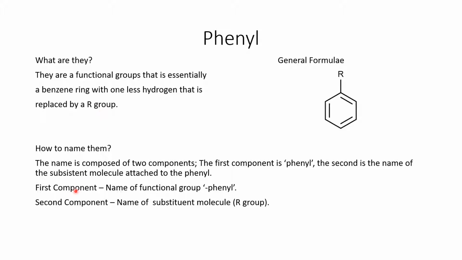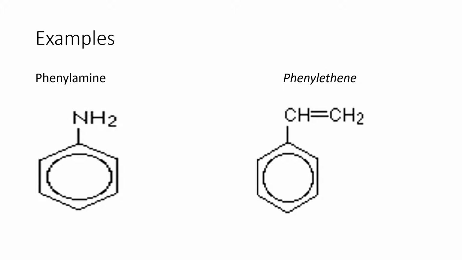So how do you name them? They're composed of 2 components. The first, the prefix, is phenyl, and the second component, the suffix, is the R group. So here, you've got phenyl, and the R group is amine, so it's phenylamine. Here, it's phenyl, and then the R group is ethene, so it's phenylethene.